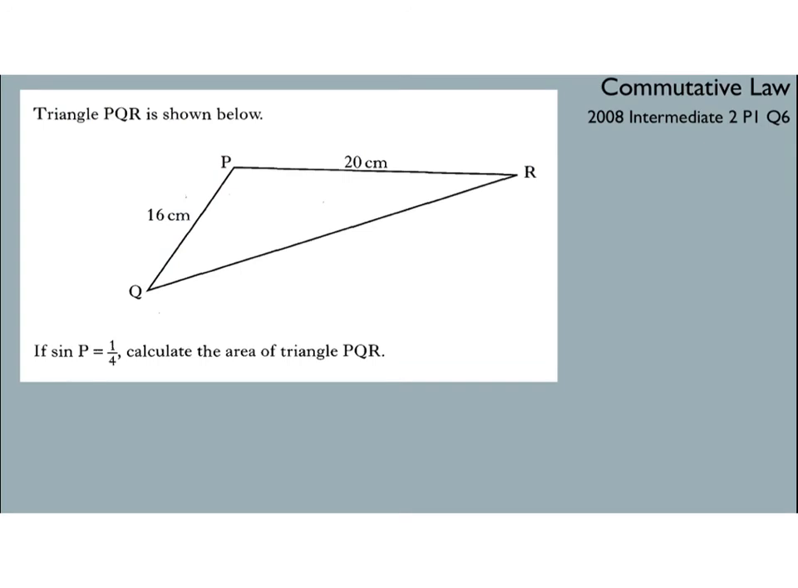Okay, here's another one. Again, check what I'm doing against what you did for yours. The formula you get in your sheet is a half AB sine C. I've got this length here and this length here, because there's 16 on that one and 20 on that other one. So the angle between them is angle P. I'm just going to go back to my formula and use the letters that they've got. Now it's angle P that I'm going to use, so it's going to be sine P.